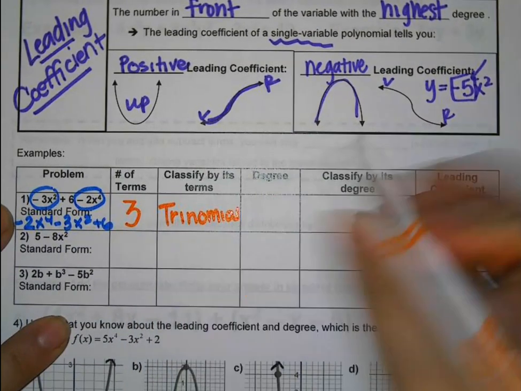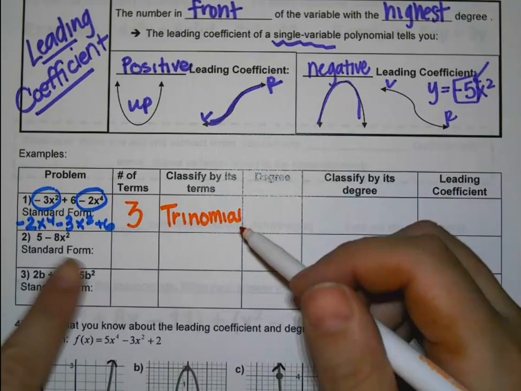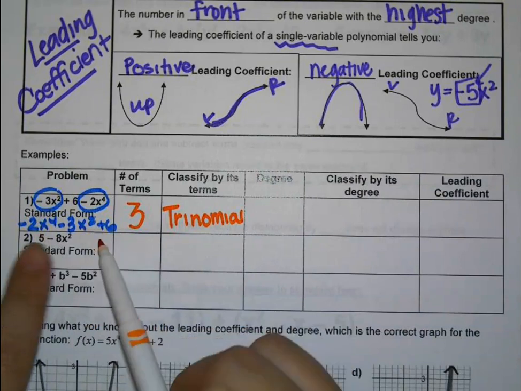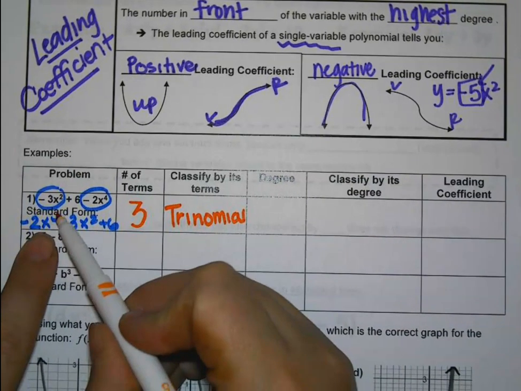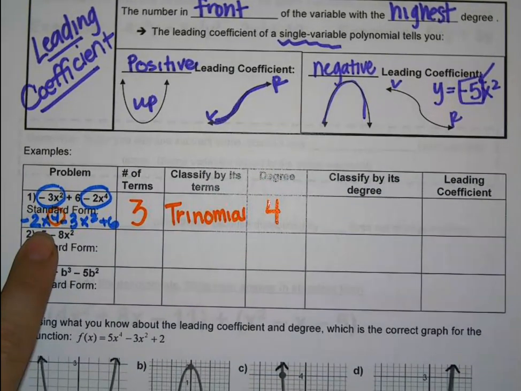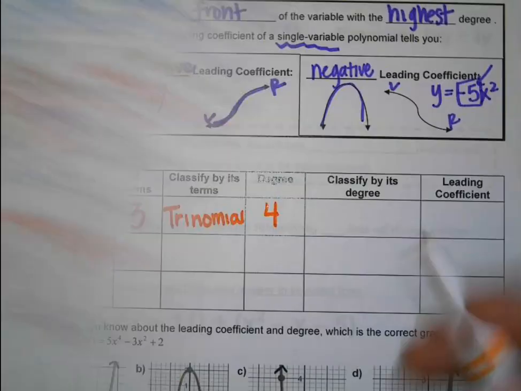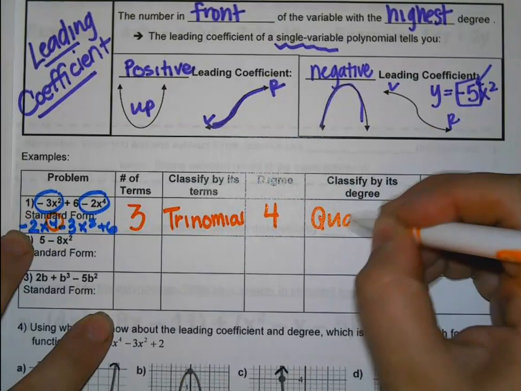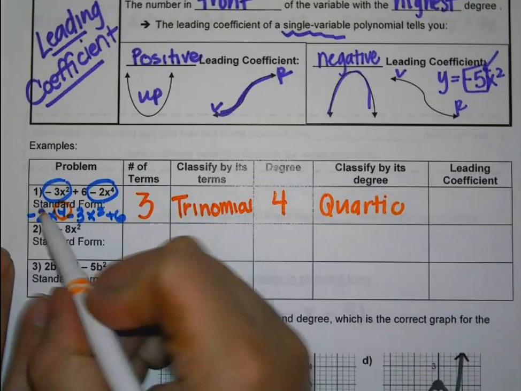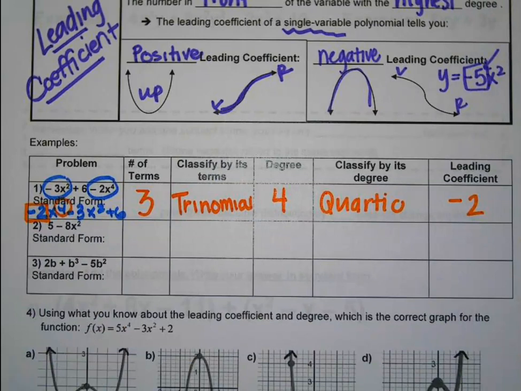And then it wants to know the degree. So I remember what degree means. The highest exponent when it's in standard form. So the highest exponent here is 4. So the degree is 4. And because the degree is 4, we call that a quartic function. So quartic. And the leading coefficient is that number in the front when it's in standard form.